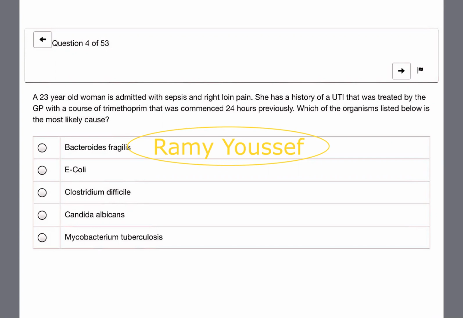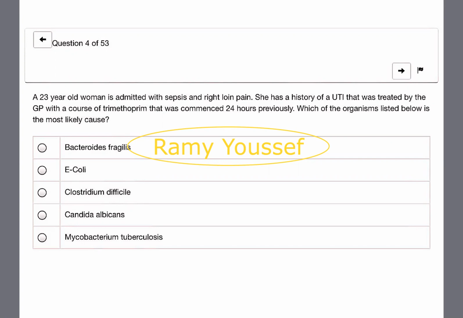Okay, next question, Dr. Ali. A 23-year-old woman is admitted with sepsis and right loin pain. She has a history of UTI that was treated by her GP with a course of trimethoprim that was commenced 24 hours previously. Which of the organisms listed below is the most likely cause? Bacteroides fragilis, E. coli, Clostridium difficile, Candida albicans, Mycobacterium tuberculosis.